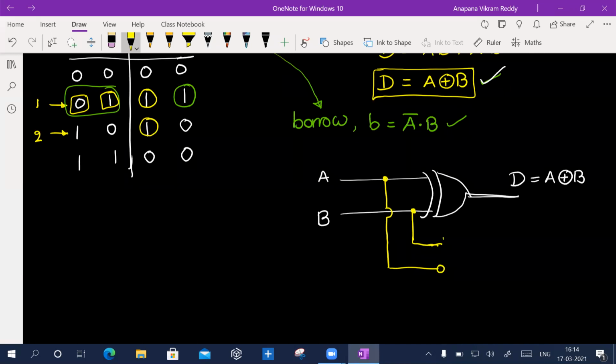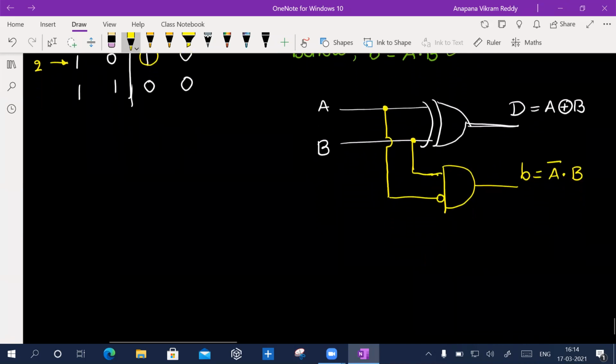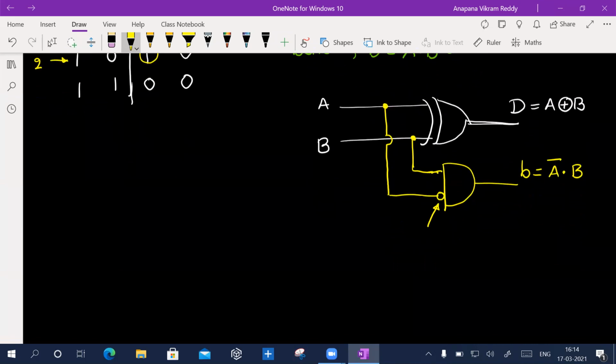I'll put a bubble here and one AND gate. This is what here, borrow is equal to A complement and B. Agree? I took a bubble here, okay? This indicates what? The input, see up to here, what do you have here? This becomes A bar, A complement. Otherwise, if you don't feel comfortable with this, then you can take one NOT gate there.